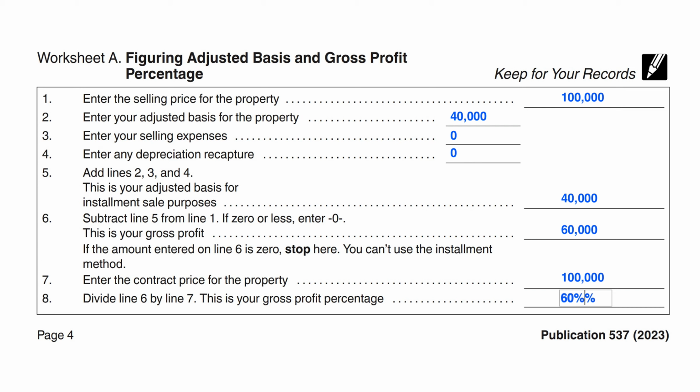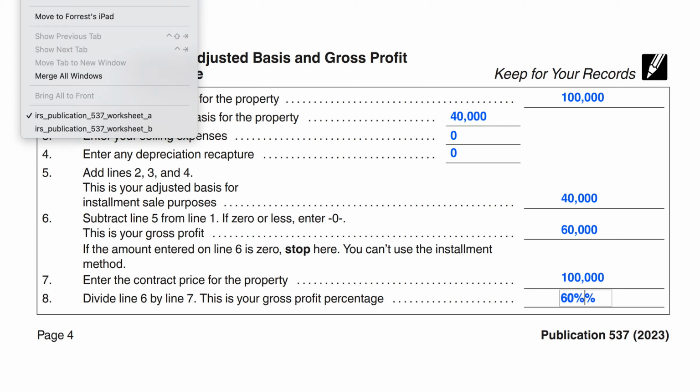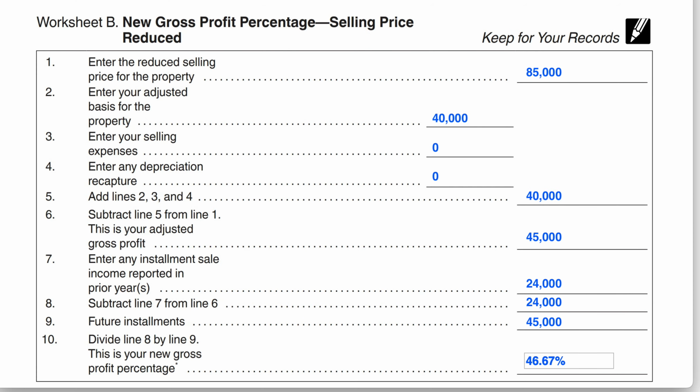In this video, we'll be going over the worksheets in IRS Publication 537 that help you calculate the gross profit for an installment sale. If you complete IRS Form 6252, which is the installment sale form, it walks you through a similar calculation. However, we'll walk through the calculation that's in Worksheet A, which is to calculate an adjusted basis and gross profit percentage. Then we're also going to see what happens if you end up negotiating a different selling price midway through the installment sale.